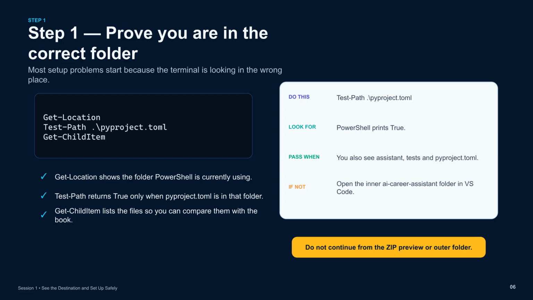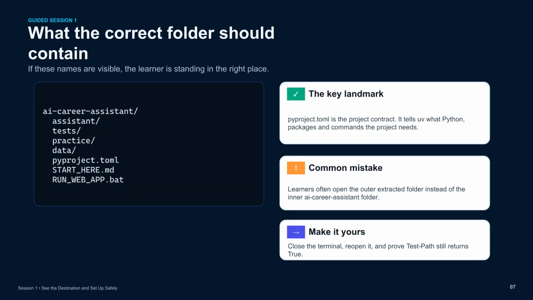Step 1 is proving you are in the correct folder. Most issues arise from being in the wrong place. Use getLocation to check your path, and testpath to ensure pyproject.toml is present. If these don't return the expected results, check that you are inside the inner AI Career Assistant folder and not an outer directory. This is what your folder structure should look like.